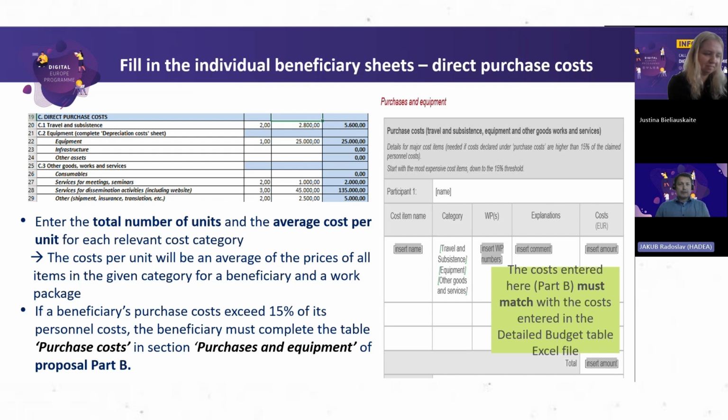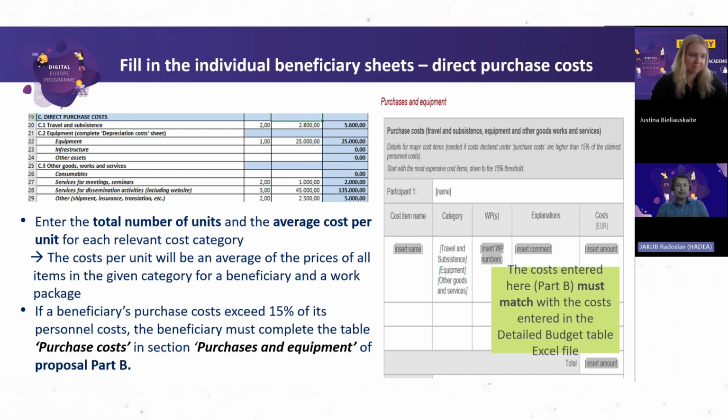The same applies for the direct purchase cost that includes travel and subsistence, equipment cost, and other goods, works, and services. It is the same for the units. If these costs are higher than 15% of the share of the personal cost, you need to put more information in part B for purchases and equipment in the table. So again, you go through part B of the proposal, and you will need to encode this information.